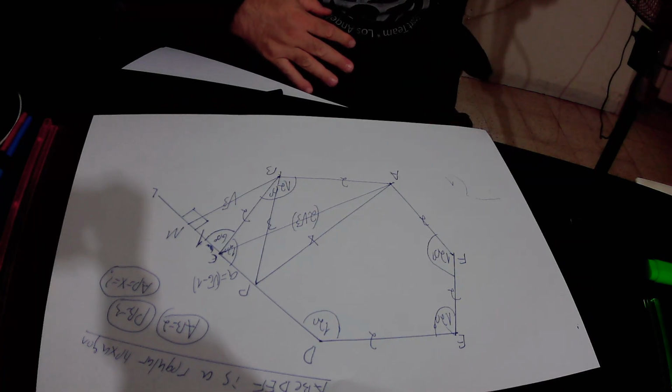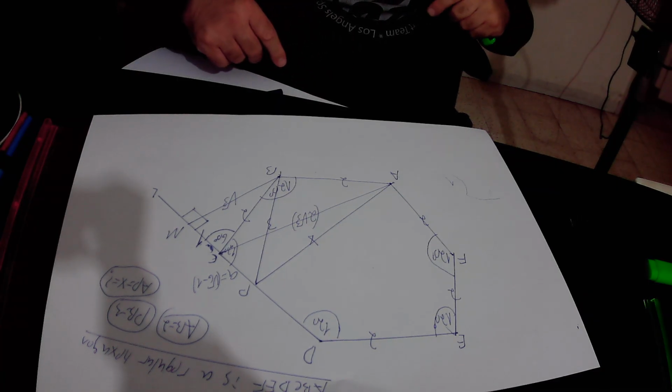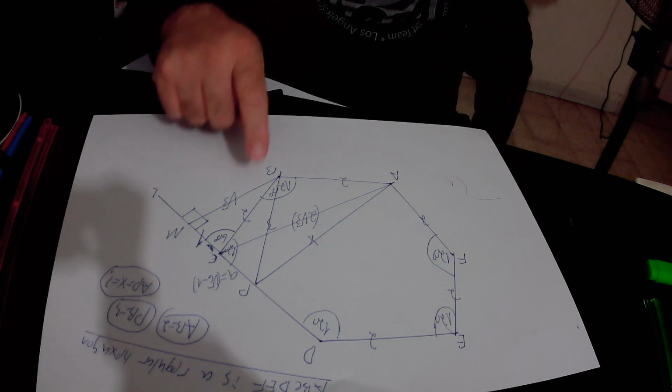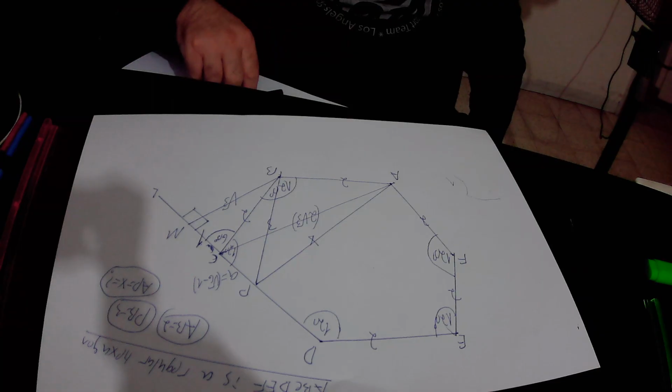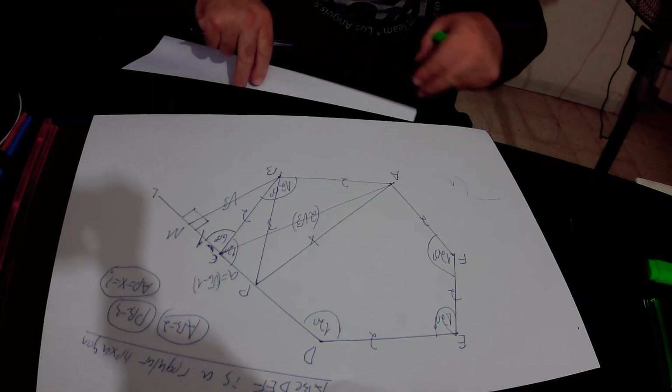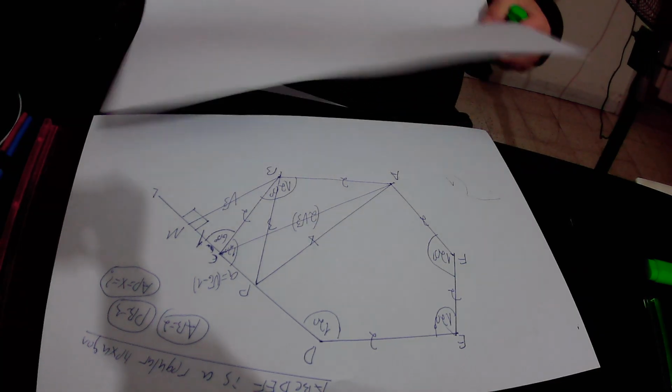Okay, so what is the size of this angle ACB? I copy the right triangle ABC again and we'll analyze it.